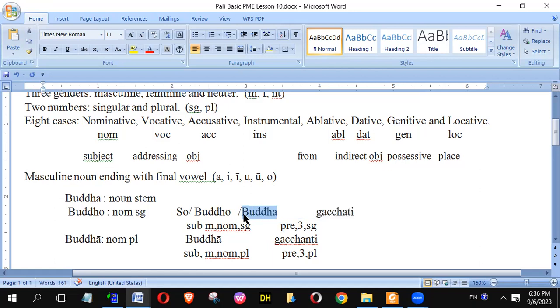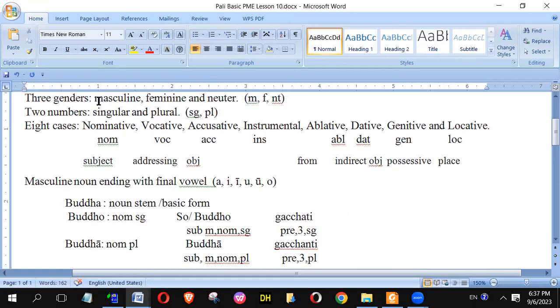So this is wrong, because this is just a stem. What's the meaning of stem? Stem means we call it the basic form, the very basic form. So if you write like this wrongly, you must change it to Buddho. Okay, so this is the first thing that you all should remember. Very simple: three genders, two numbers, 8 cases.